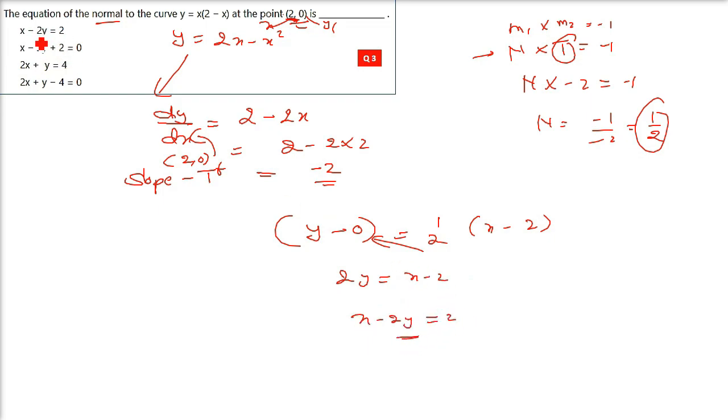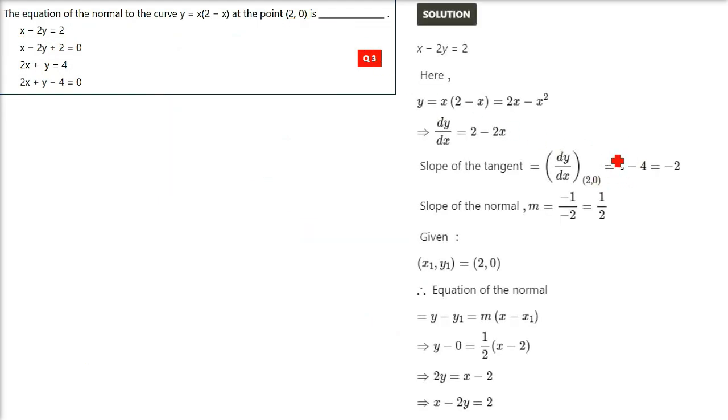So did you find any of these? x minus 2y equals 2, that you can use. Now this is the same solution which I just spoke.